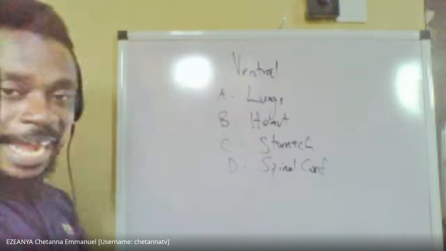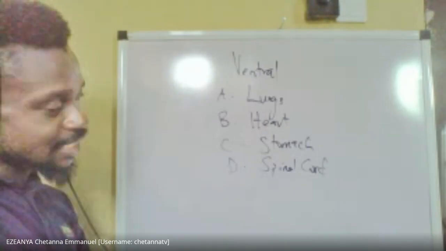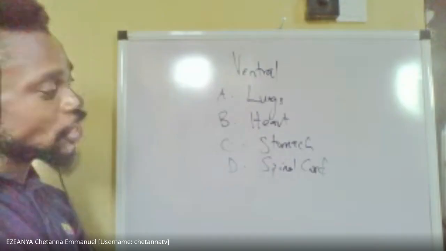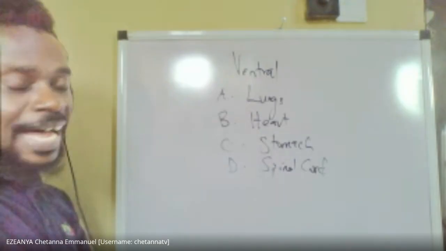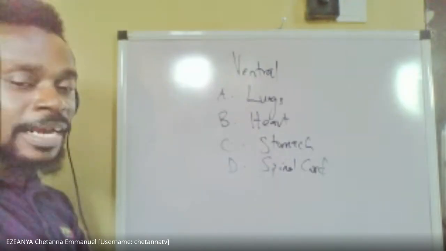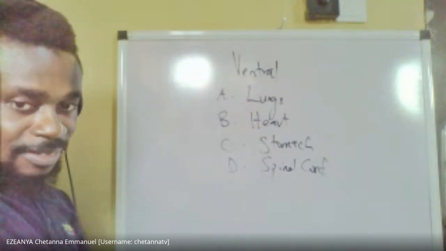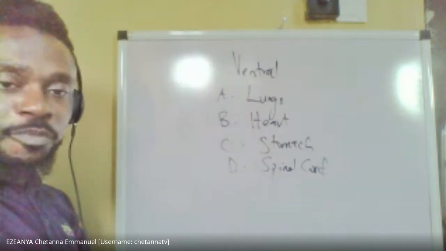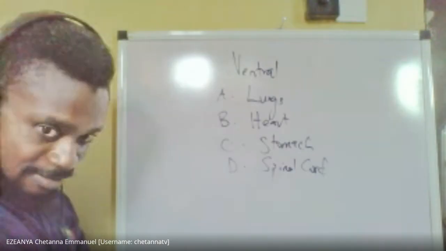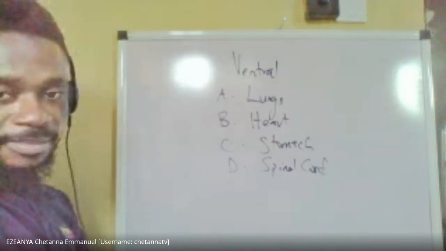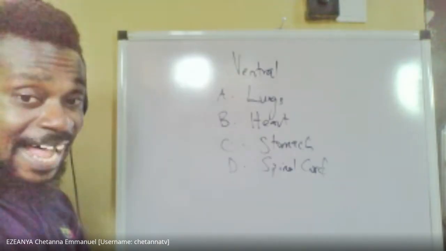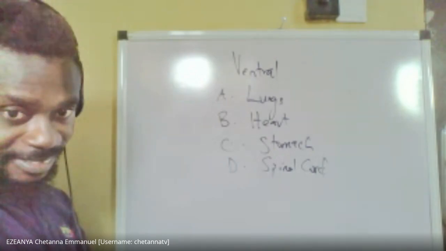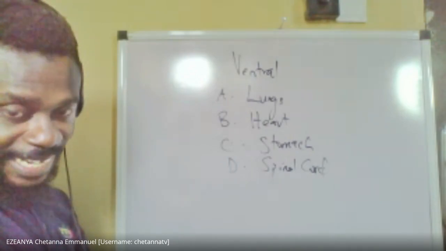While the ventral cavity contains all the organs of the thorax and all the organs of the abdomen and pelvis, officially known as the thoracic and the abdominopelvic organs. This one is in the ventral cavity. Is that clear?